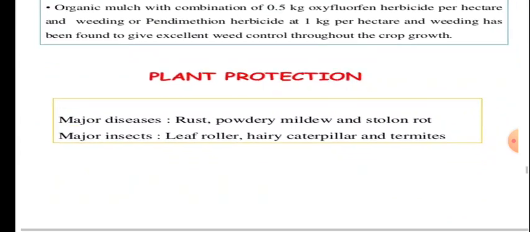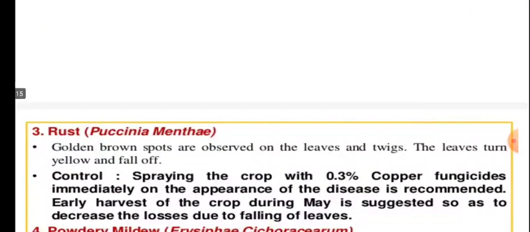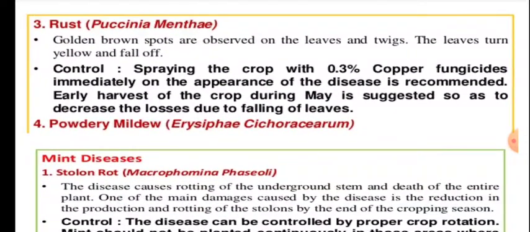Then major diseases are rust, powdery mildew, and the stolon rot. And major insects are leaf roller, hairy caterpillar and the termite. So you remember step by step this one. The rust is Puccinia menthae, like the wheat Puccinia graminis. So here Puccinia menthae is there, and the leaves show yellow. It is controlled by 0.3% copper fungicide, and it is recommended.